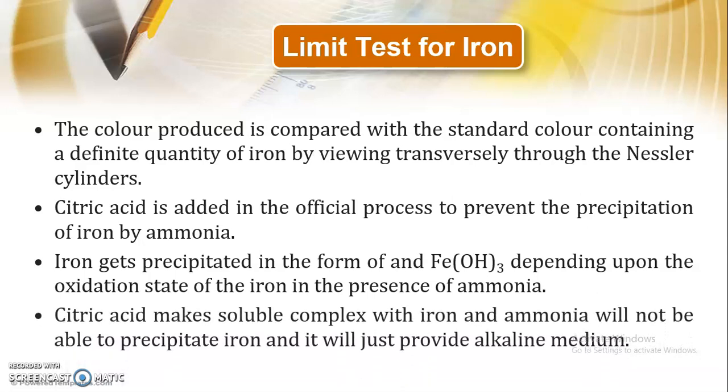Citric acid makes a soluble complex with the iron, and ammonia will not be able to react with the iron, due to which a precipitate of iron will not be formed. So it just provides the alkaline medium. In this way, the reaction between the iron and ammonia is prevented by adding the citric acid. It is very important to add the citric acid, or we should know the role of the citric acid.